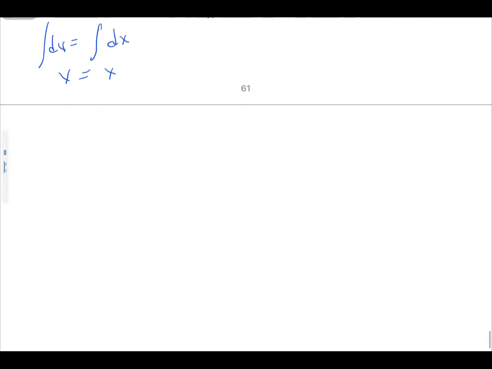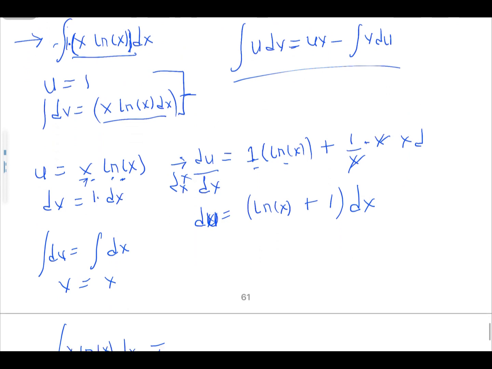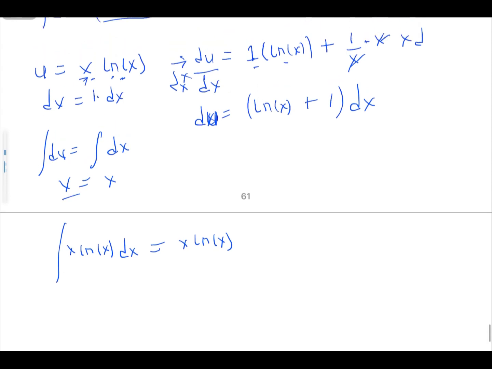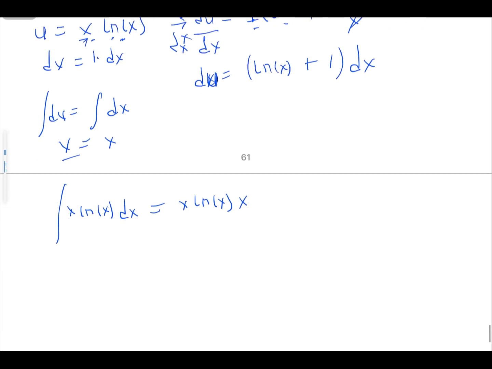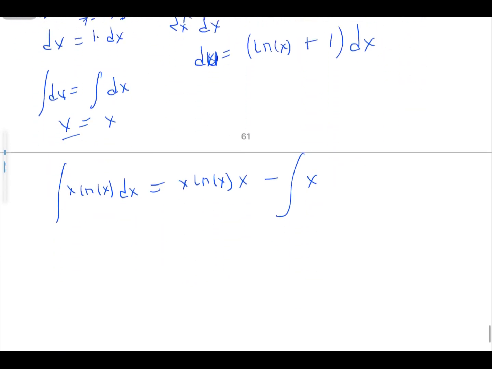And from there, you need to do substitution into this formula. So we are going to say that we have our integral of x ln x, which is our u, times dv, which is dx, is equal to, now our u over here is ln x, ln x, and then our v here is x, minus the integral of our v, which is x, and now our du, which is ln x plus 1 dx.